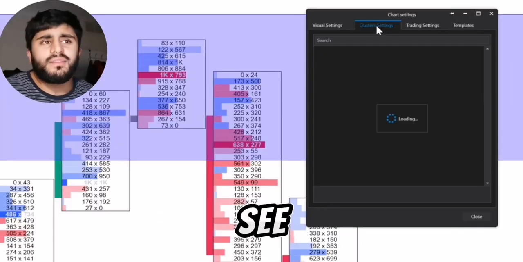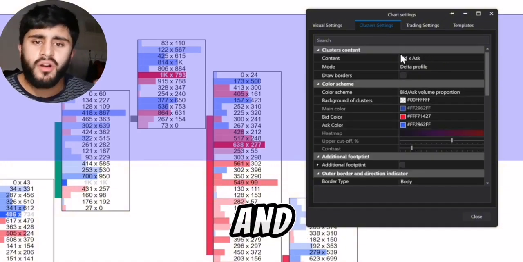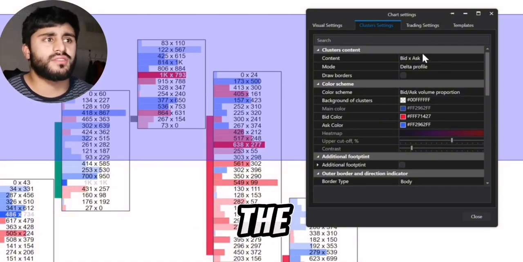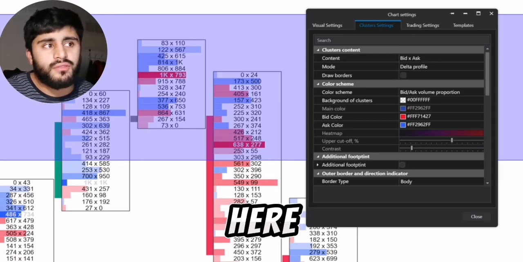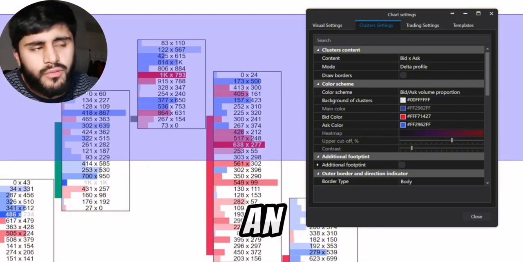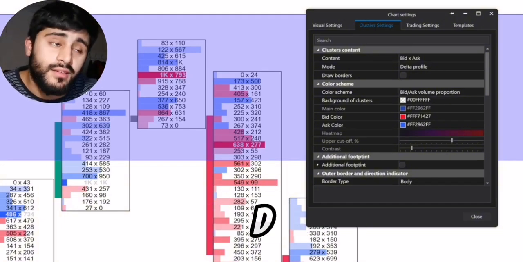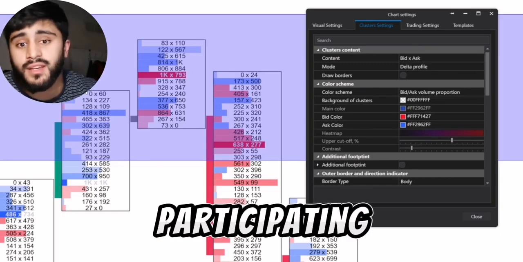We want to be reading, as we saw from the last session, the bid and the ask, and the market is an auction. So let's start with the bid and the ask. If we look over here, let's start with this candle. This is 0 by 60. What that means from an order flow perspective is that there are no market participants hitting the bid. There are only market participants hitting the ask.